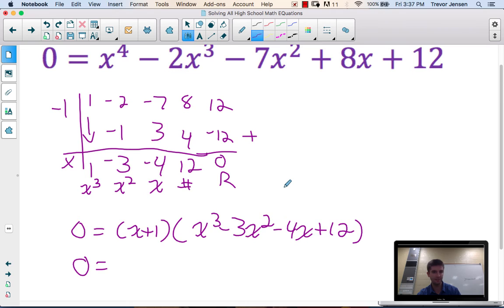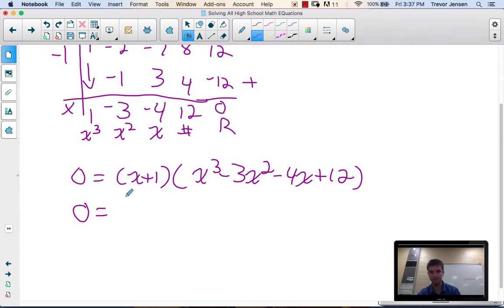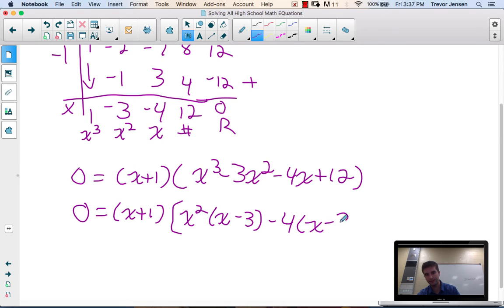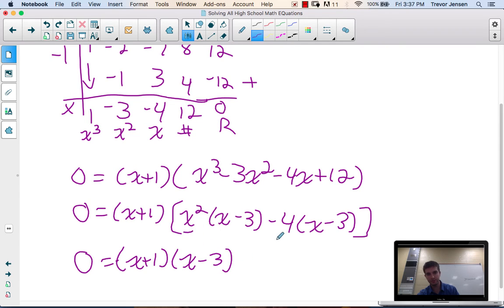I can do that using the same method, testing zeros and then dividing using synthetic, or I'm going to notice that I could actually do it by grouping here. If I common factor from the first two terms, I could take out an x squared, and I get x minus 3. Last two terms take out a negative 4, and I get x minus 3. Same type of grouping we did back in grade 10 when we were doing quadratics when a wasn't 1. So my factors here, take out the x minus 3, and I'm left with x squared minus 4, which is a difference of squares, which I'll write as (x - 2)(x + 2).